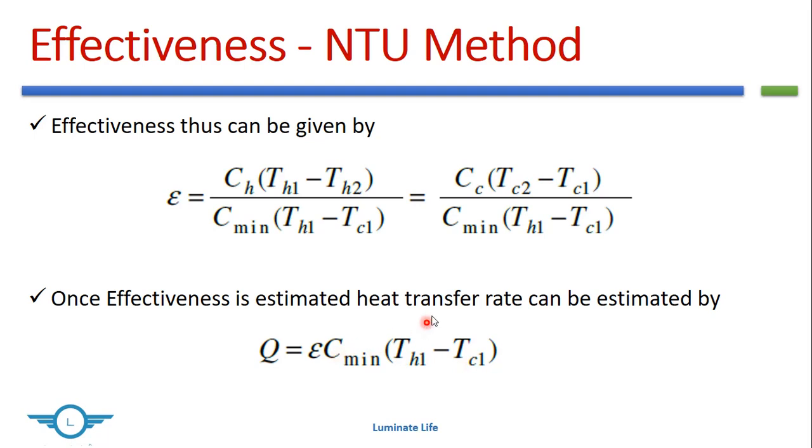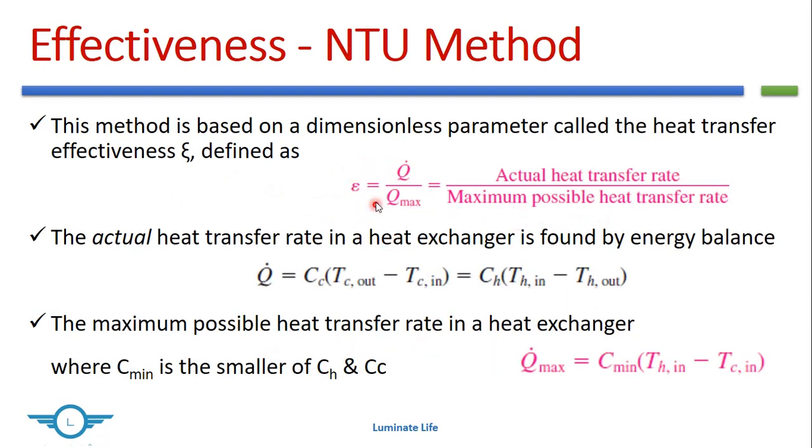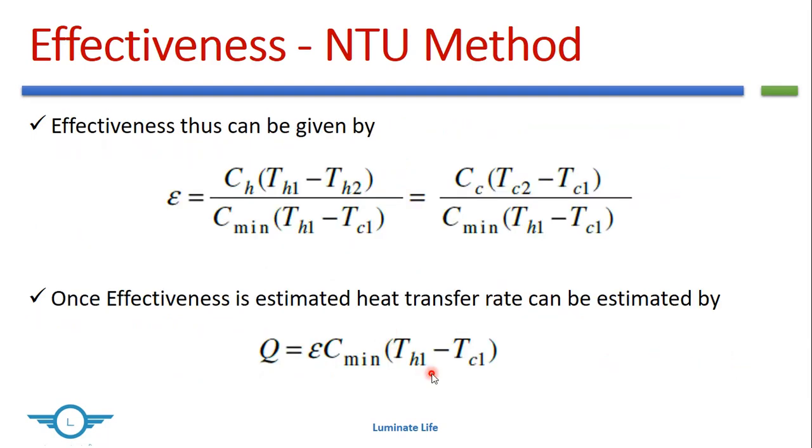So this is found from this equation where Q max is nothing but C min by Th1 minus Tc in. Now don't get confused. In some equations we are representing as Th1 and Tc1, while in others we are saying Tc in and Tc out. So basically one represents inlet and two represents outlet.